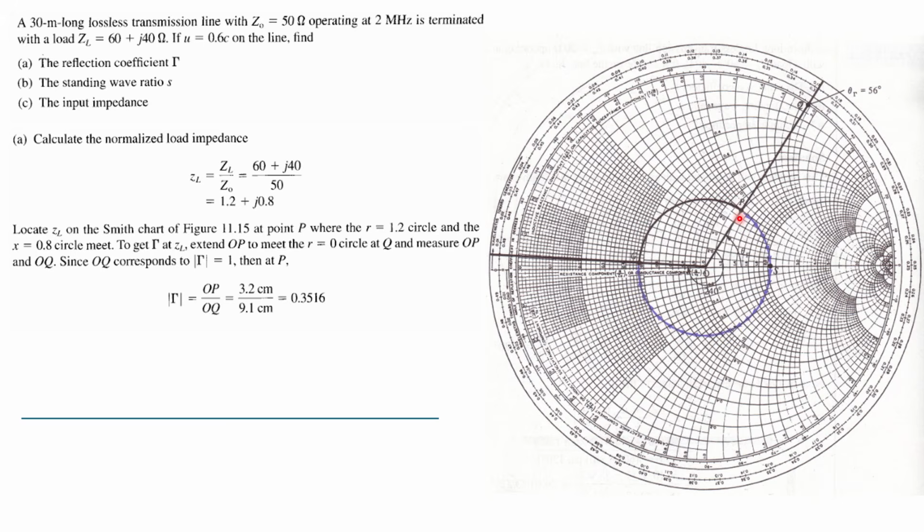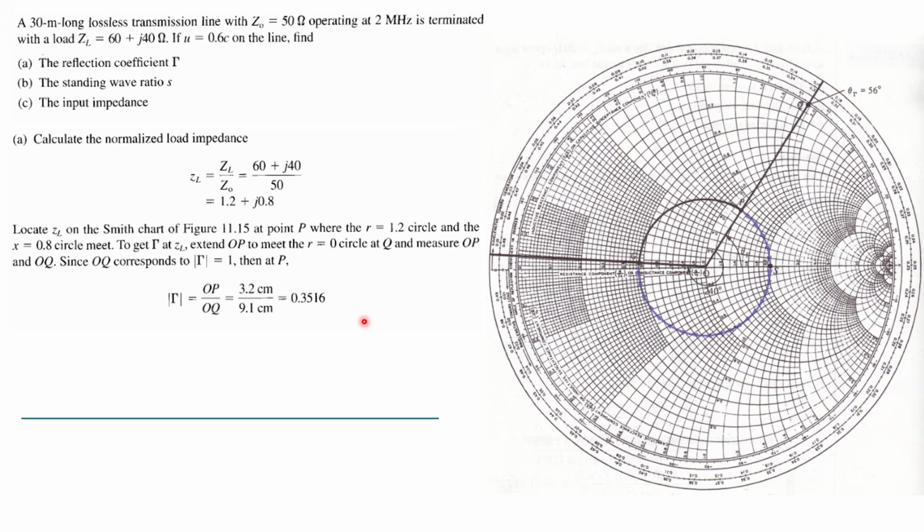Now already we have found the origin. So now connect your origin to point P and draw a straight line, and wherever it cuts at R equal to 0, you can identify this as a point Q. Now use your scale, put it on this Smith chart and measure the distance OP and also measure the distance OQ. Now take the ratio OP divided by OQ. You will get the value of tau, that is the voltage reflection coefficient.